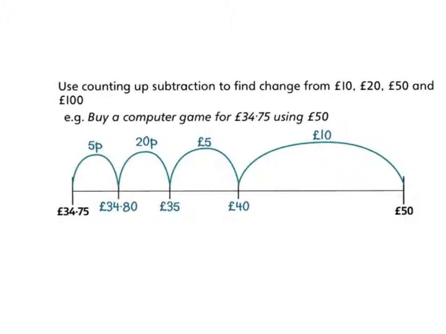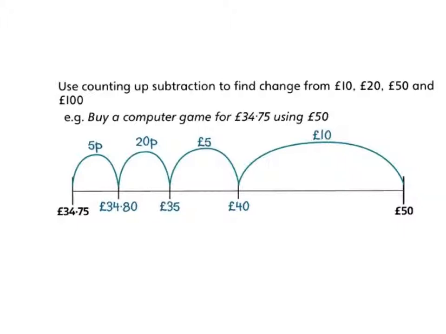Using counting up to solve a subtraction problem involving finding change from either 10, 20 or 50 pounds, or even 100. In this instance, buying a computer game for £34.75 using a £50 note. So you would put the cost of the item, £34.75, at one end of the number line and £50 at the other. This is where you're trying to get to.